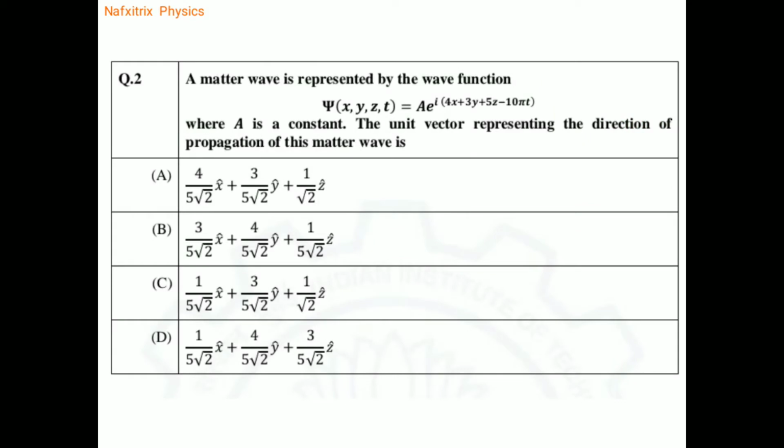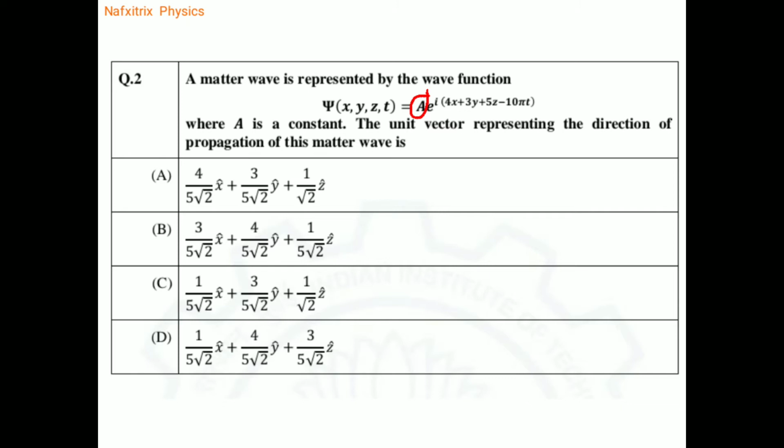A matter wave is represented by the wave function. This is the matter wave, represented in the form of a wave function. Here we can see xi of x, y, z, t is equal to A e power i into (4x plus 3y plus 5z minus 10 pi t), where A is a constant. The unit vector representing the direction of propagation of this matter wave is?